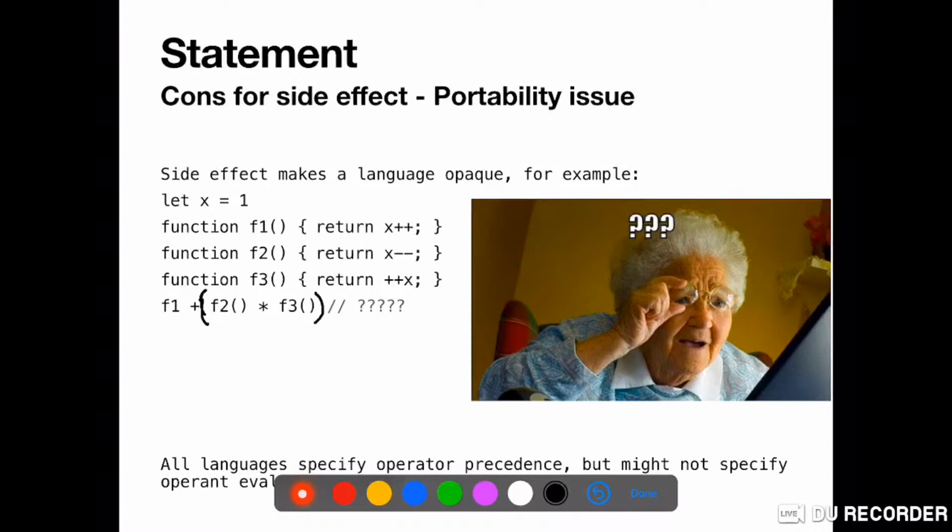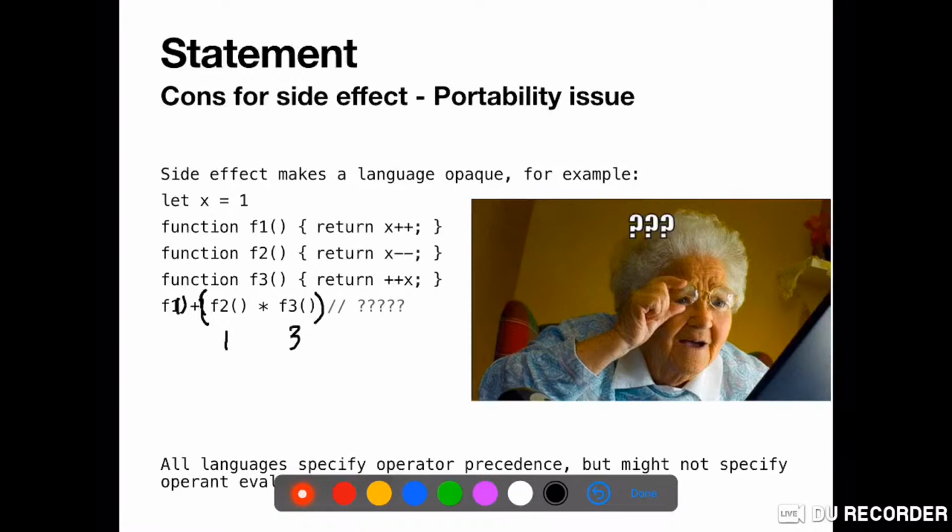in this case, because multiplication has a higher precedence than addition, and if the programming language says we evaluate from left to right, so we run this F2 first. F2 would minus x, but return the value before, and F3 would run plus x, but return the value after, so now x, this is a 3. F1 would, I forgot the parenthesis here.